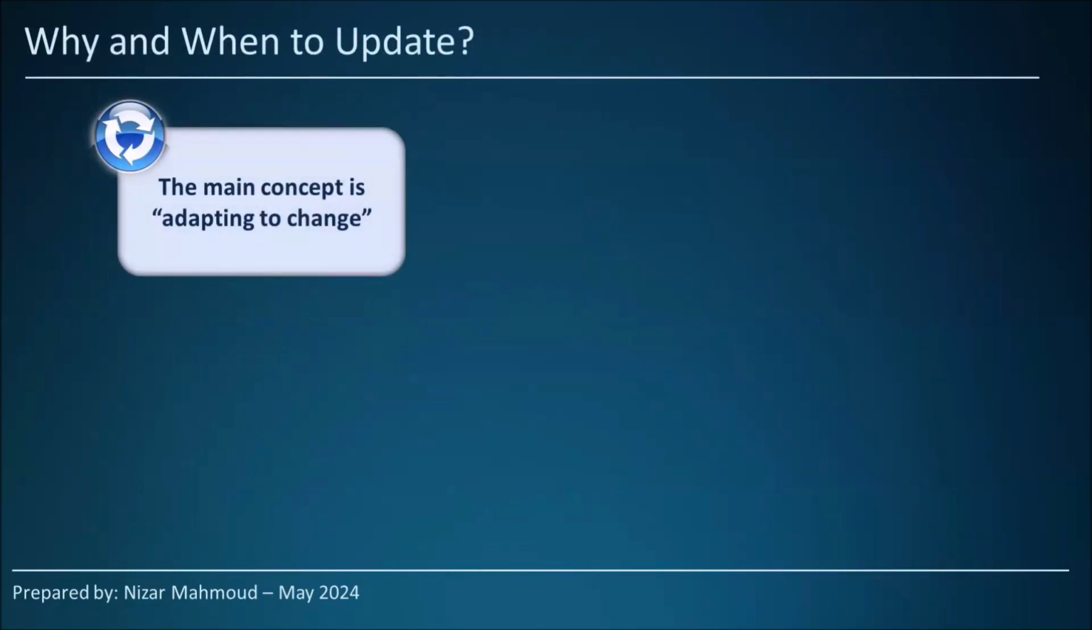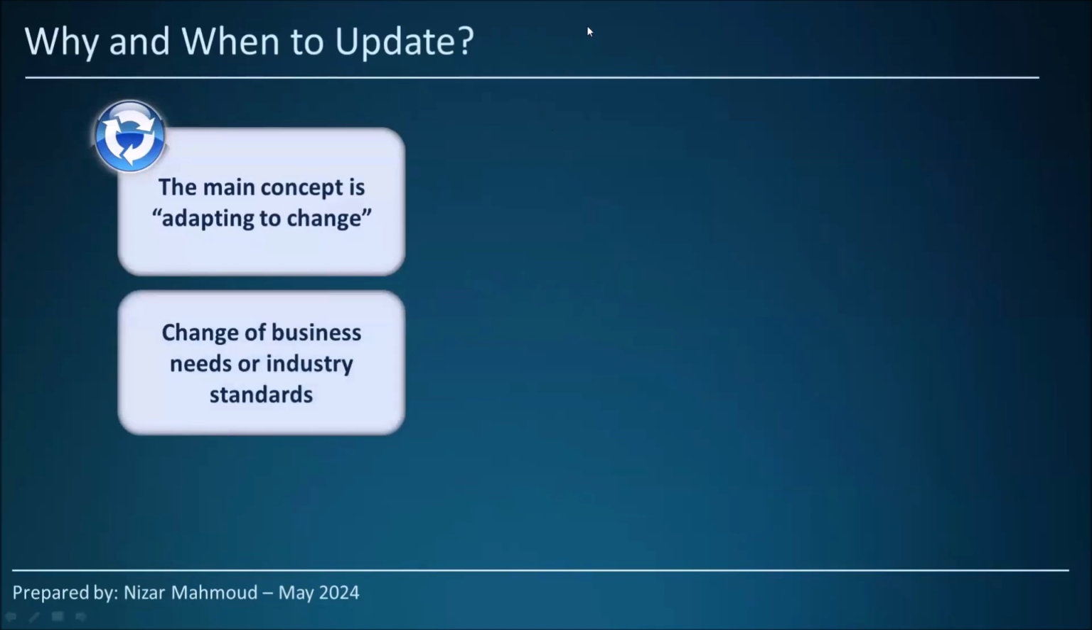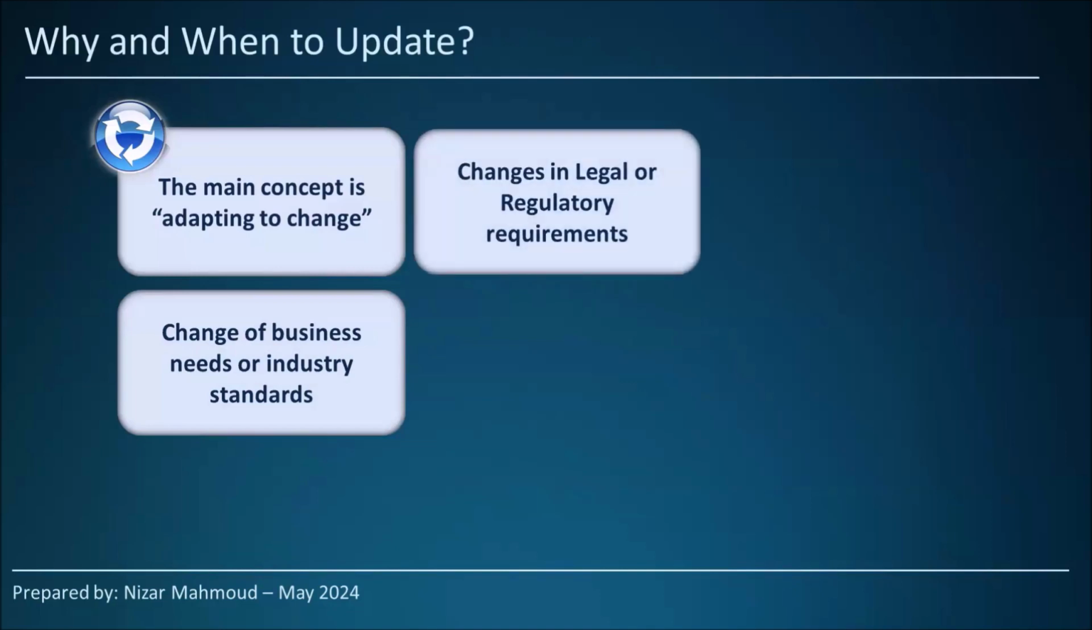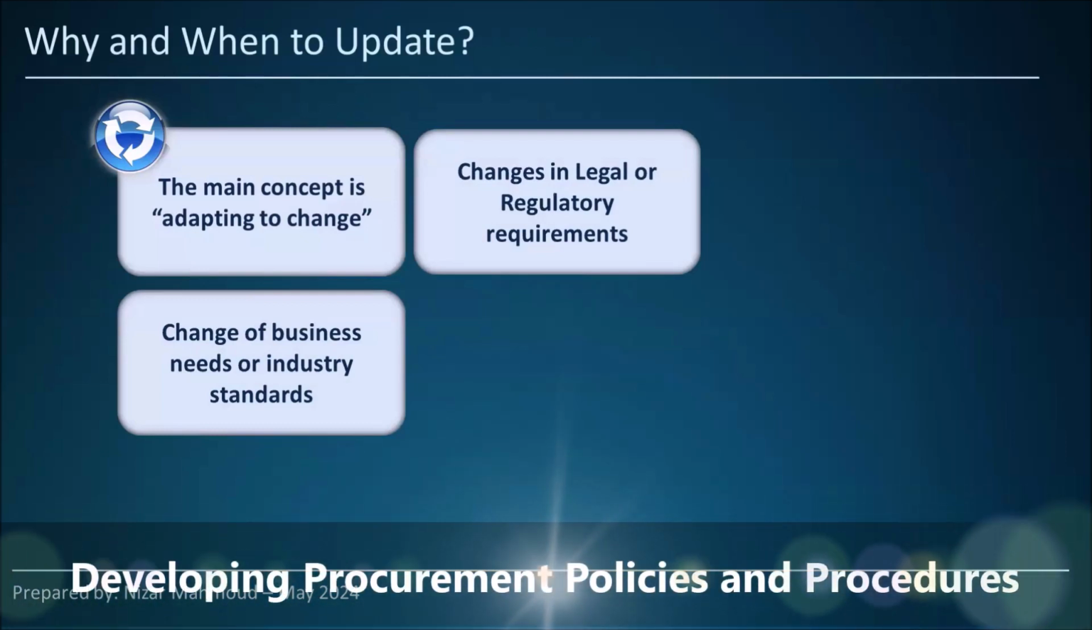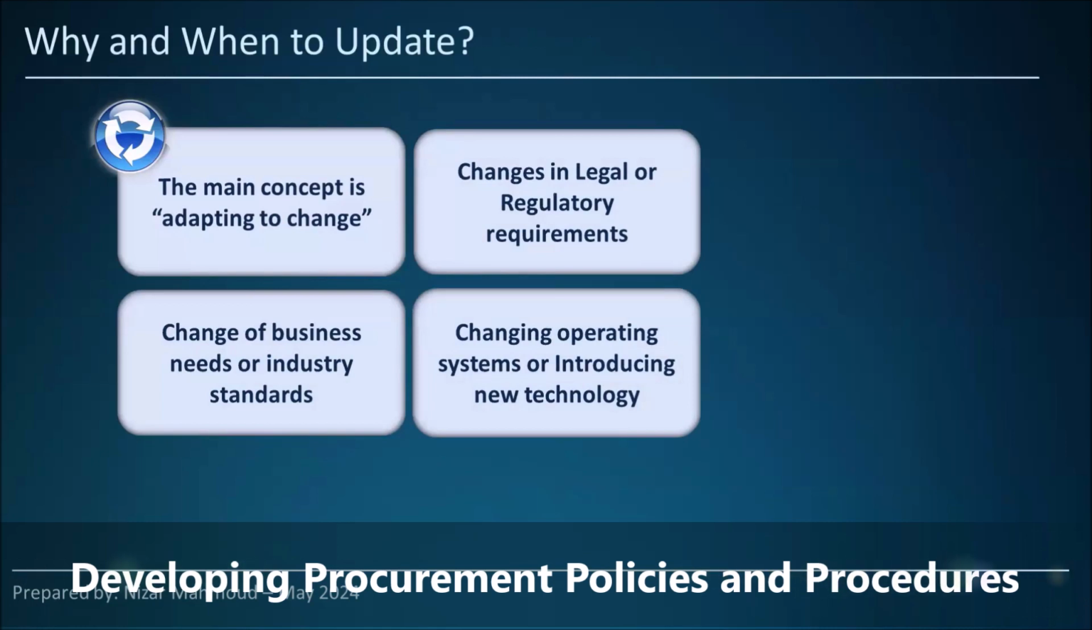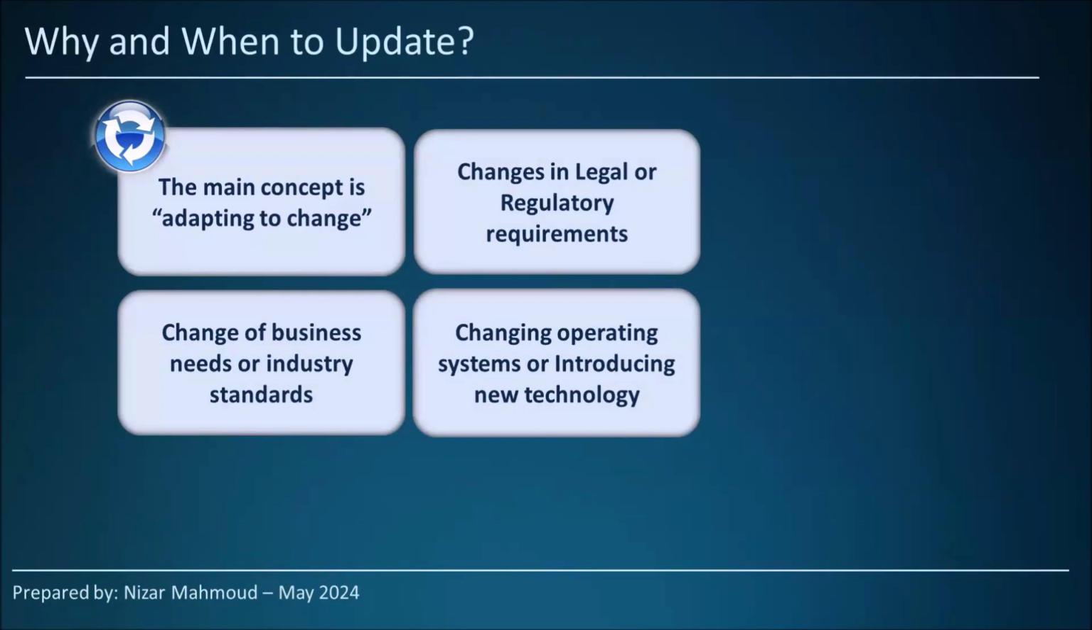Now we will see when and why to update. As you can see, the concept is adapting to change. What kind of change? A change of business needs or industry standards, either in the company or nationwide, worldwide. Also a change in legal or regulatory requirements for the country, of course, or maybe worldwide as well. Changing the operating system or introducing new technology. For example, if you're using an e-portal, e-bidding portal, this should be included in the procedures to clarify.